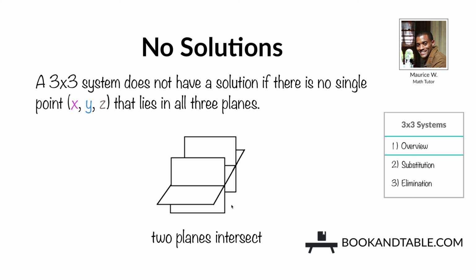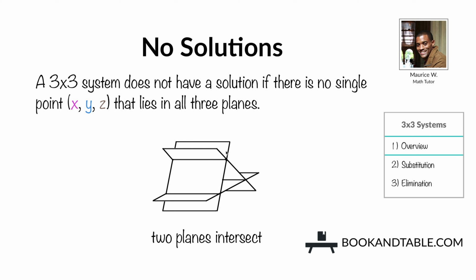We can have a scenario in which two planes intersect. So we have this plane here and this plane here that are parallel, so they never intersect each other. And then we have a plane that cuts through both. So here, two planes intersect. Here, two planes intersect. But there's no point where all three intersect, since this plane and this plane won't cross each other.